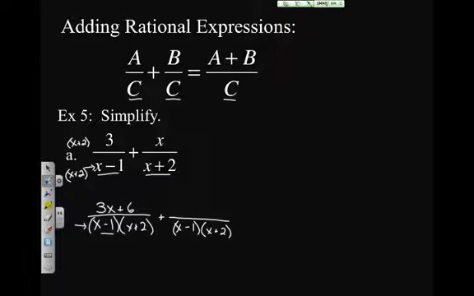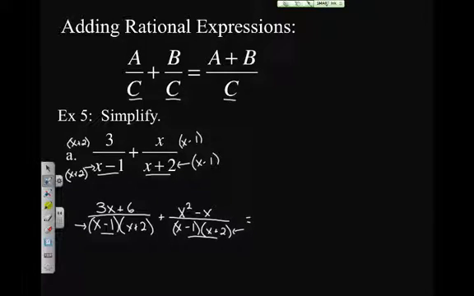Then we look at the second fraction and we say, what do I have to multiply by x plus 2 to make it into x minus 1 times x plus 2? And that is, we need to multiply by x minus 1. So we're going to do that on the bottom and the top. Multiplying the bottom just gives us the denominator we need. On the top, when we distribute, we will get x squared minus x.